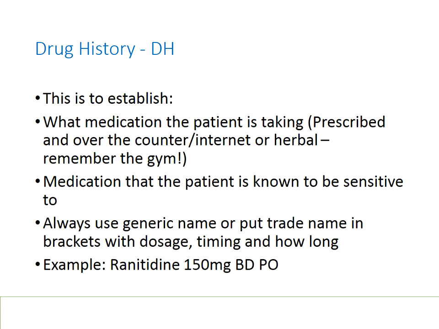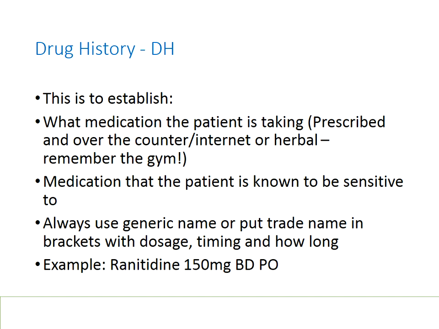So that was the systemic inquiry, quite a lot there, and I'm sure you could think of a range of other questions as well. So now we're going to move on to drug history. This is to establish what medications a patient is taking. So that's prescribed medication, over the counter, anything they bought herbally, maybe any illicit drugs, and if there's a sports person, they might be taking some sort of supplement to build up muscle mass or improve their performance.